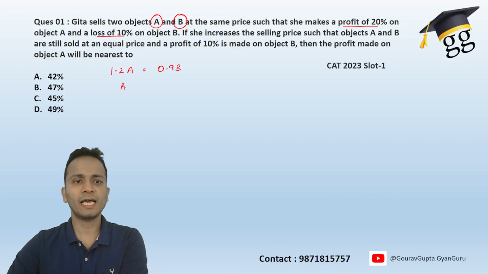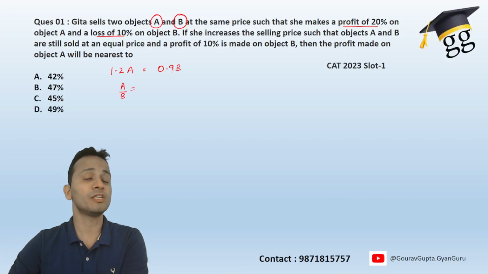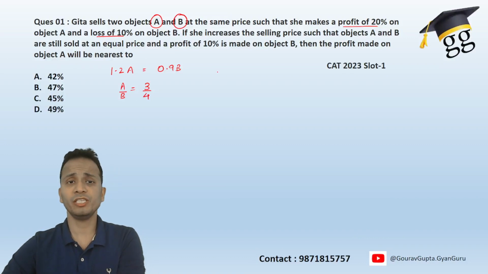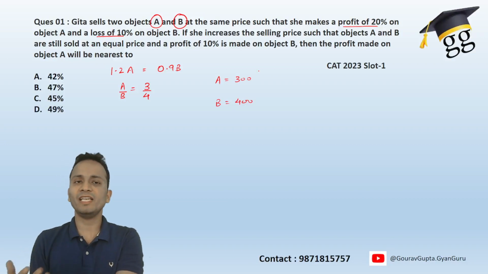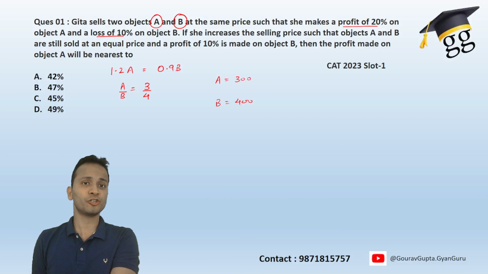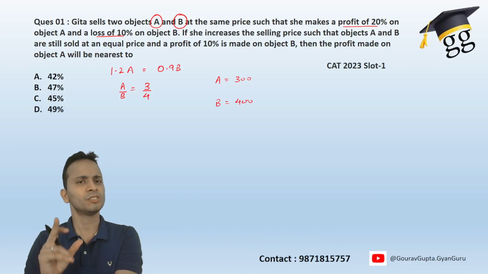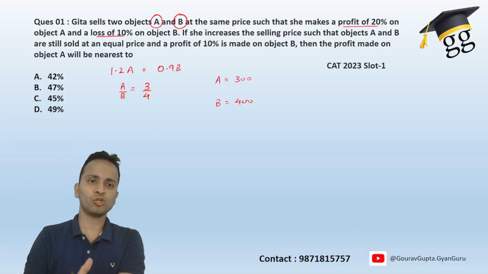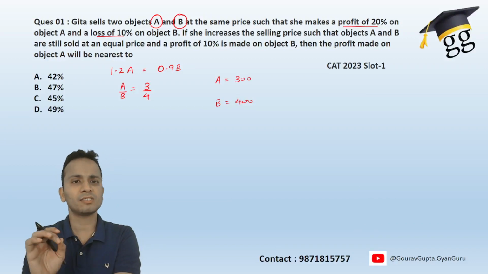Okay, so from here I'll get the ratio of A and B, which is 9 upon 12, or it can be written as 3 upon 4. Okay, so A upon B, which were the cost prices of objects A and B, are in the ratio 3 is to 4. So I'll assume the cost price of A as 300 and cost price of B as 400. Assumption, because no value in absolute terms is given in the question. Everything is given in terms of percentages. So it can be done. You can assume the cost prices of these two articles. So ratio was 3 is to 4. I have assumed the values as 300 and 400.